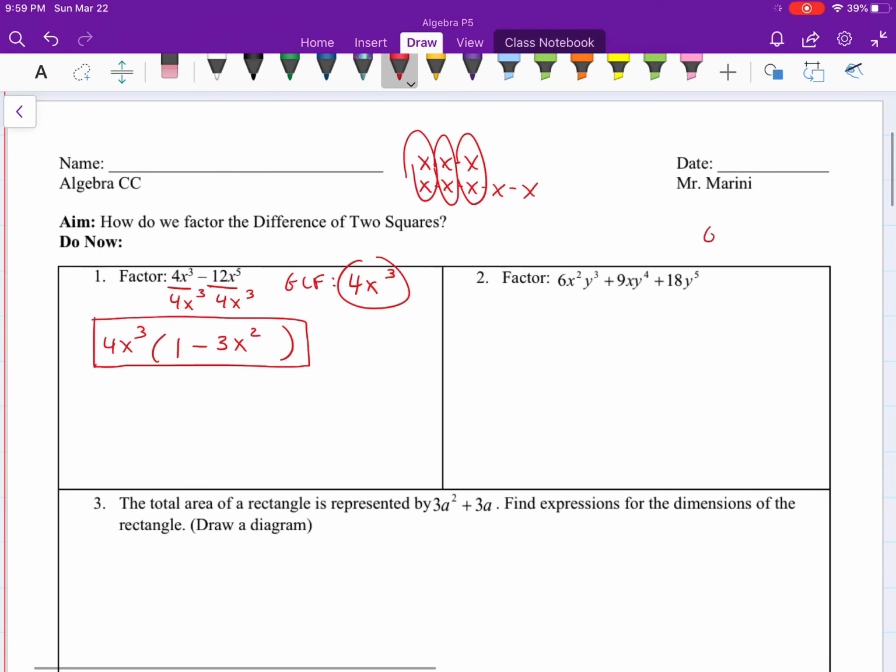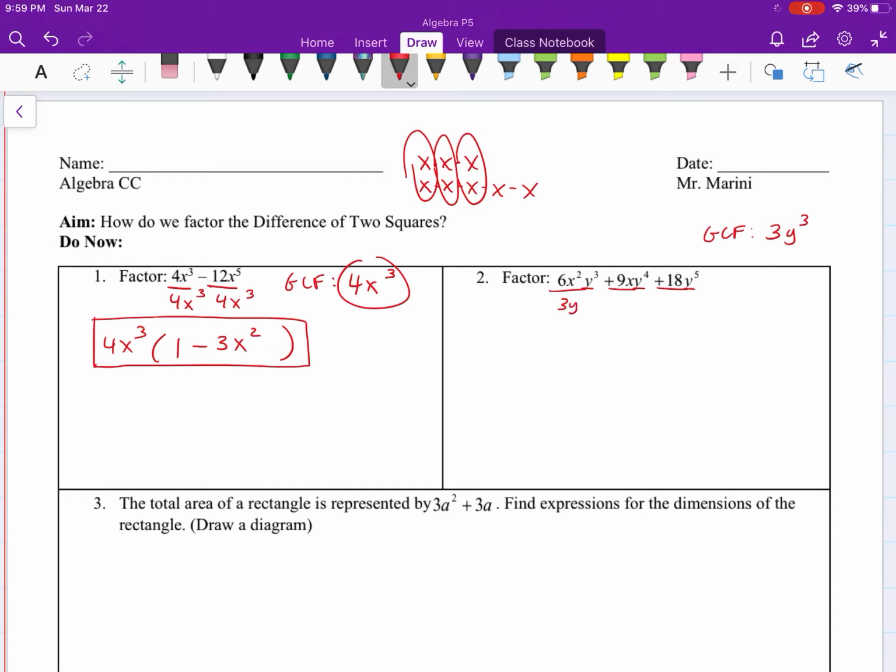Number 2, GCF. I'm looking at the numbers 6, 9, and 18. They all have a 3 in common. X squared, I see an x, and I don't see any x's in the other one. That means they don't have any x's in common. And I see a y to the third, a y to the fourth, and a y to the fifth. That means they have a y to the third in common.